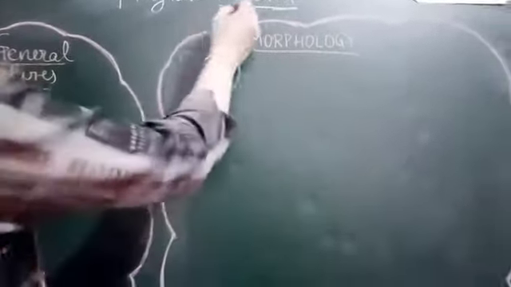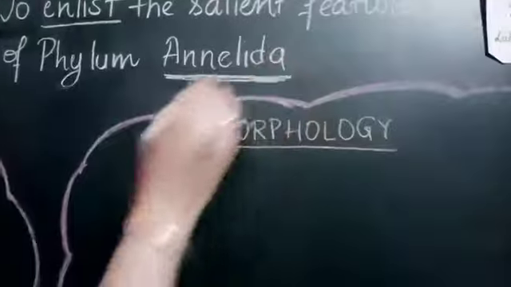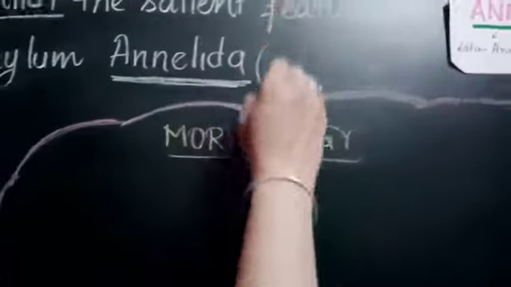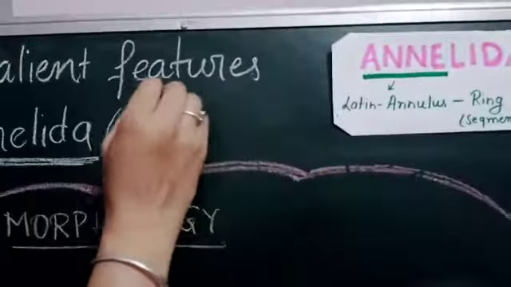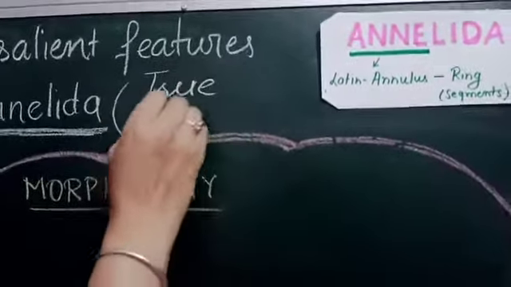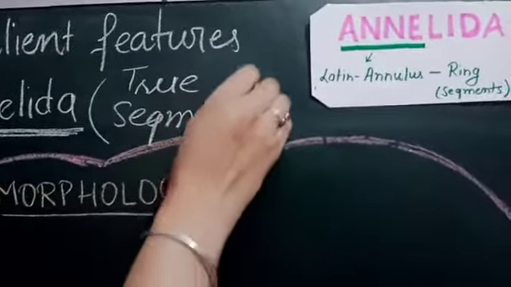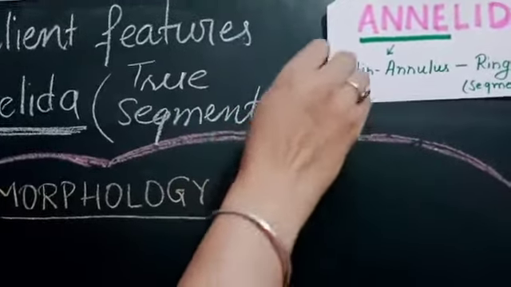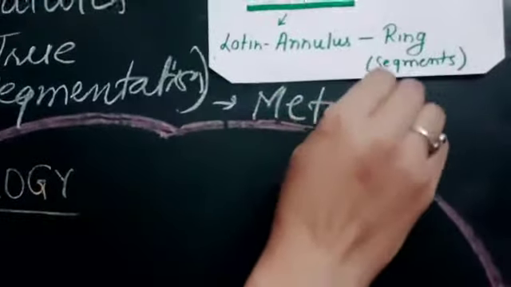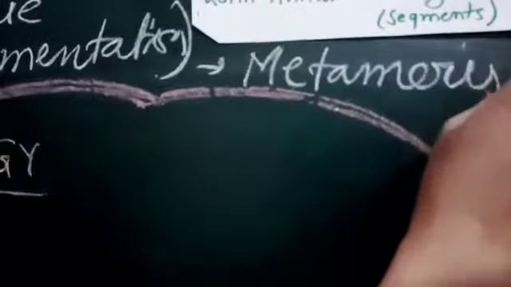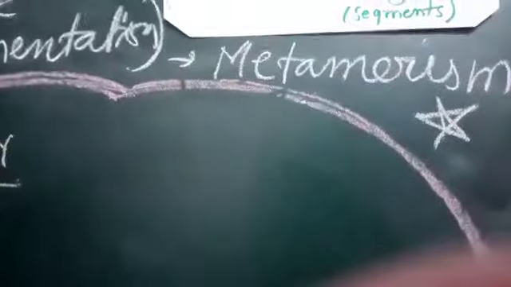This type of segmentation is true segmentation, and it is found in this group called Annelida. That's why the name of the phylum is Annelida. Annulus means ring-like segment. So true segmentation is there in these organisms, and this true segmentation property is called metamerism. That is the main feature of this phyla.